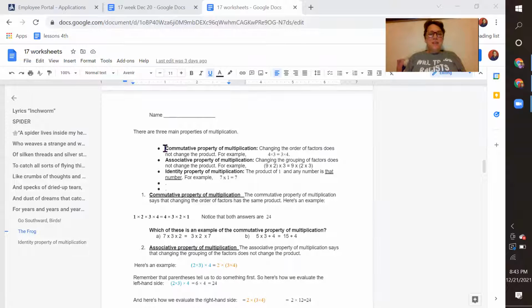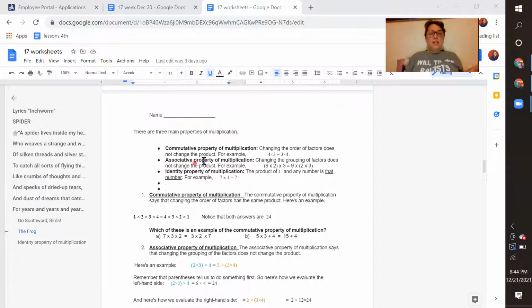The first one is called the commutative property of multiplication. And it just means that changing the order of factors does not change the product. For example, 4 times 3 is 3 times 4. We saw this yesterday when we made the triangles, right? So it doesn't matter what order they're in.